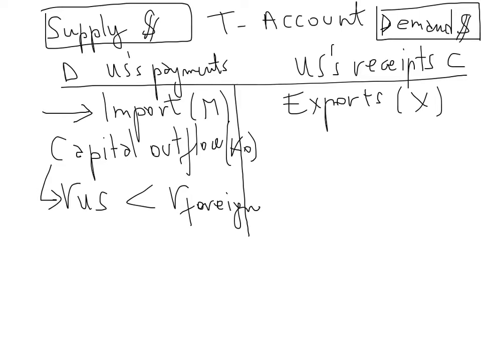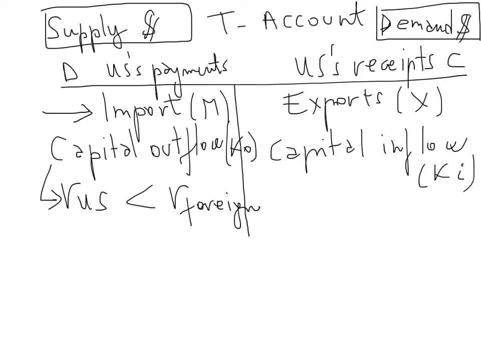And over here we are going to have capital inflow, KI, when the return on investment in the United States is higher than the return on investment in a foreign country. So what happens here? If we can provide more return on investment in the United States, then we have investors from all over the world coming into the United States to invest. This is why I call this one capital inflow.